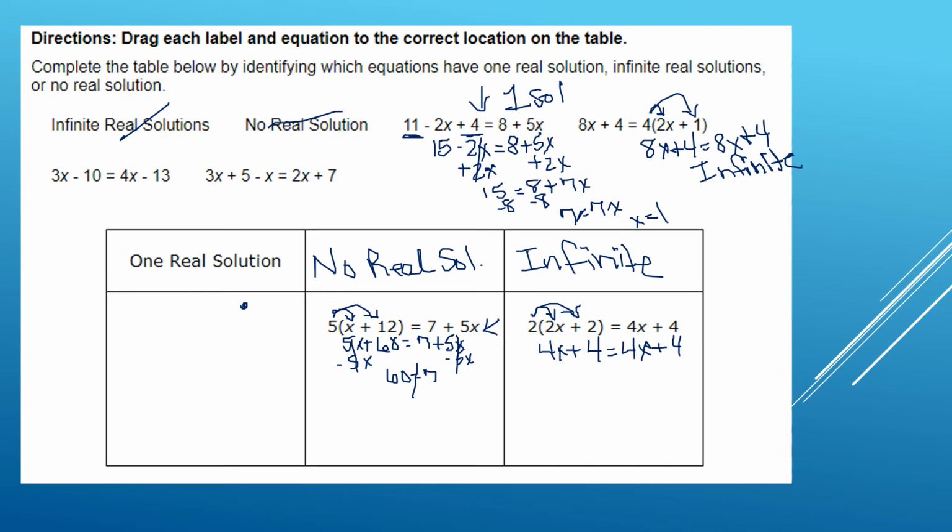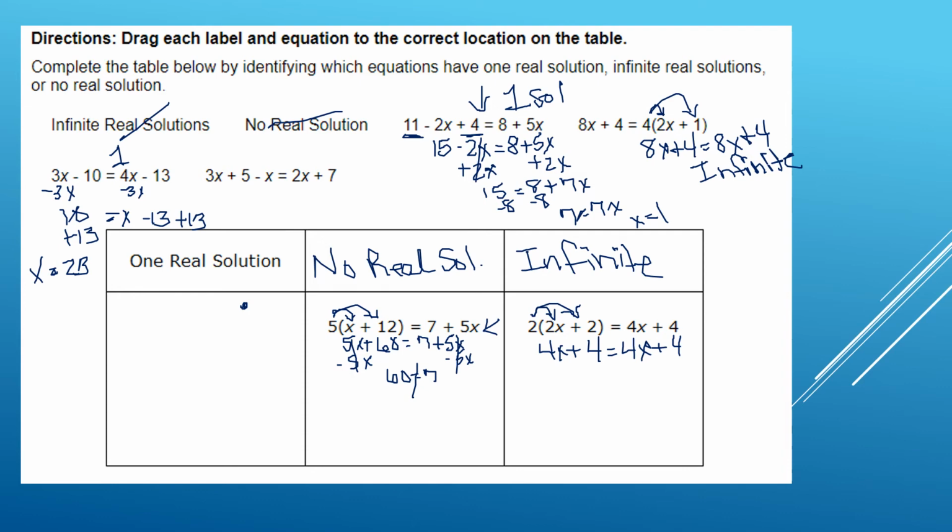Okay, now let's look at 3x minus 10 equals 4x minus 13. I'm going to subtract 3x from both sides, and I'm left with x minus 13 equals 10. I'm going to add 13 to both sides. And you do get x equals 23. So this one is one solution.